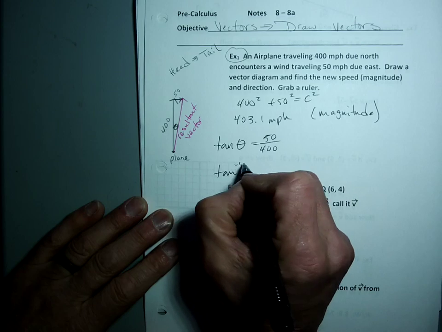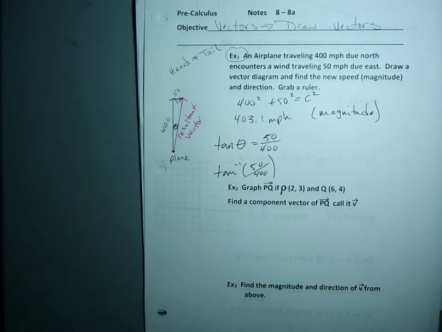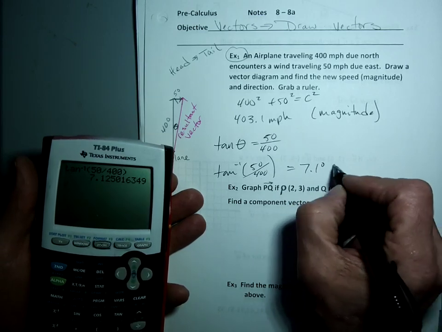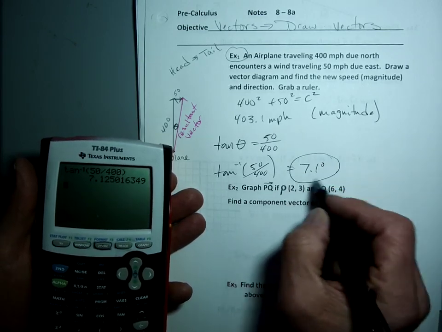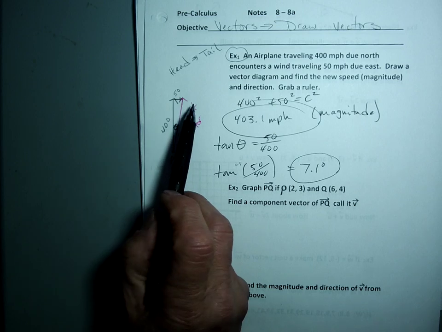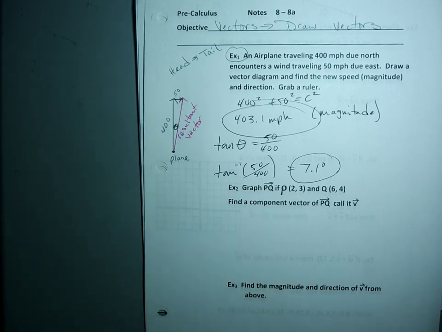Tan inverse of 50 over 400, in degree mode, right? So I'm going to go tan inverse of my 50 divided by my 400, and I get about 7.1 degrees, and that's my direction. So I've got my new speed, a little bit faster. Isn't it funny how a side wind like that actually makes it go a little bit faster, but it does. And then I've got a new direction, okay? Easy, thumbs up. That's vectors.